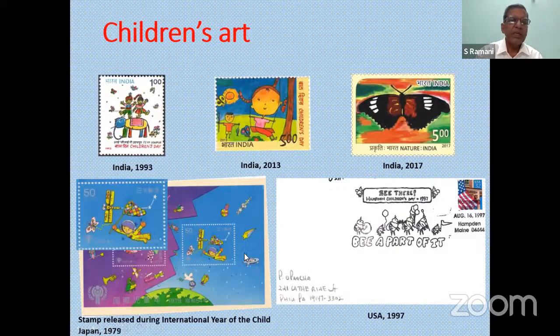You can see here in Japan during the International Year of the Child, 1979, a stamp was produced of a child who is looking like an astronaut who is out in space trying to capture a dragonfly and a butterfly. And here is another one, using a bee for Children's Day. They have used the bees to represent it in this mark, in this first day cover.